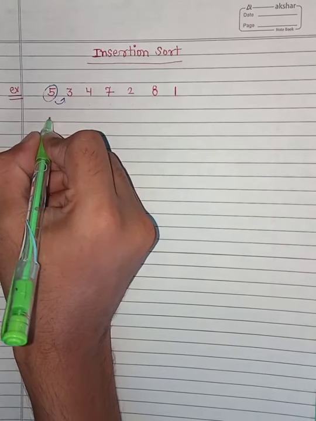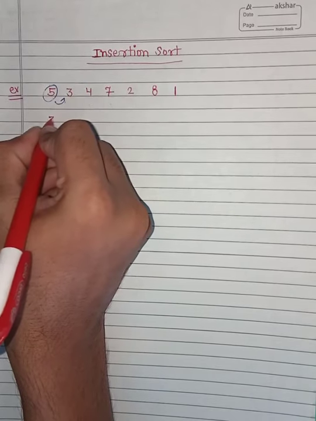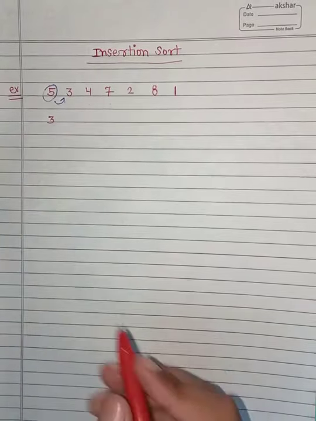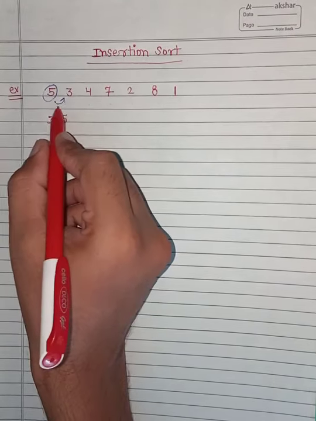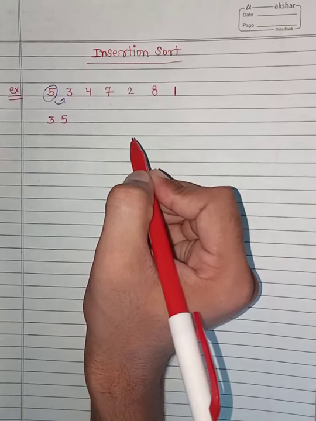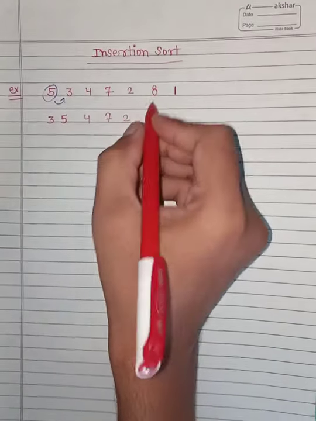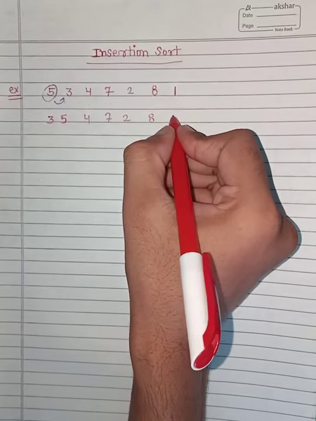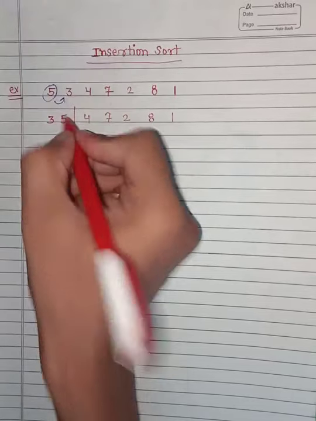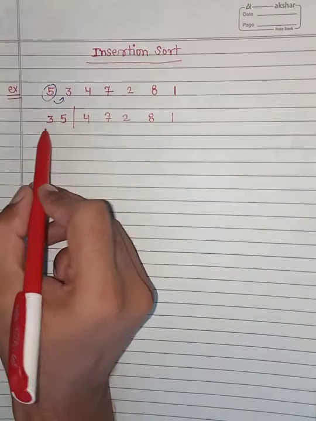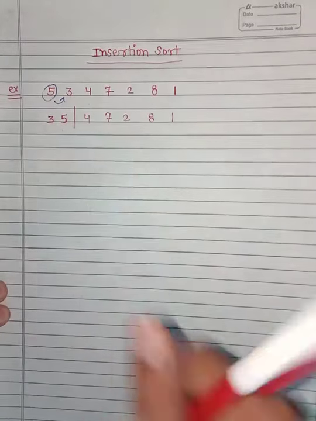So the next pass of this insertion sort will be 3 and 5. 3 is less than 5, so 3 will be shifted to its correct position on the left side. All the remaining elements will be as they are. Okay, now 3 and 5 are already sorted, and we'll shift the pointer to the next one, 4.